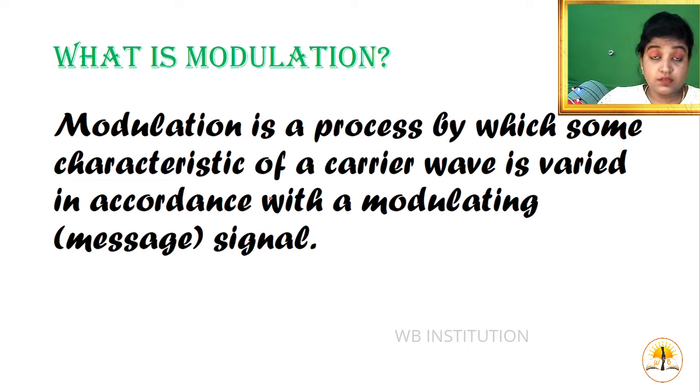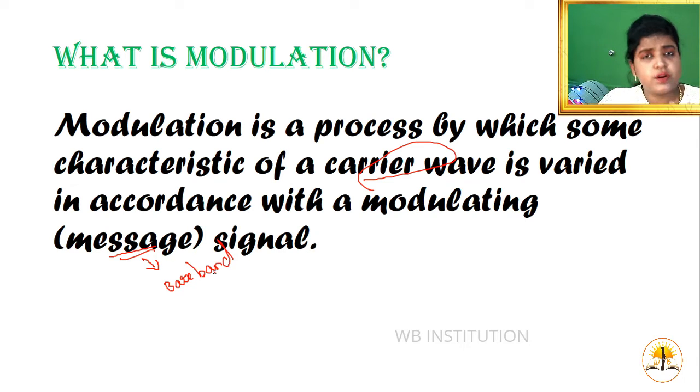What is modulation? In this particular session, I'll give you a recap on what exactly modulation is. It is a process by which some characteristic of a carrier wave is varied in accordance with the modulating signal. You know what exactly a carrier wave is if you have seen that particular video. What is this message signal? That is the original signal. This can also be stated as a baseband signal. The message signal is the original signal, or else it is a baseband signal. It gets modulated in accordance with the carrier wave.